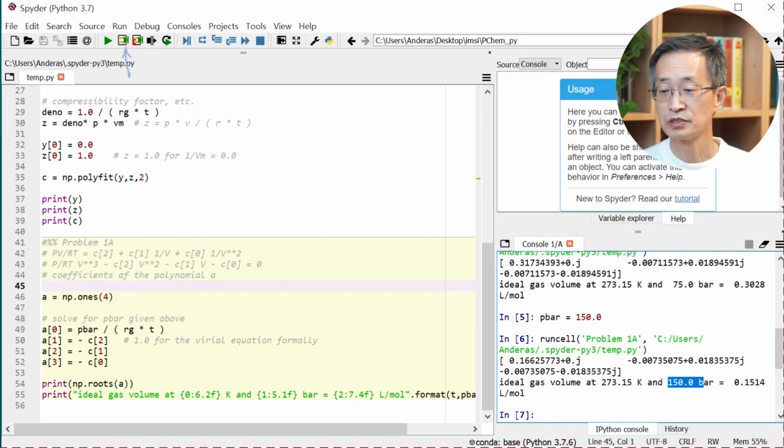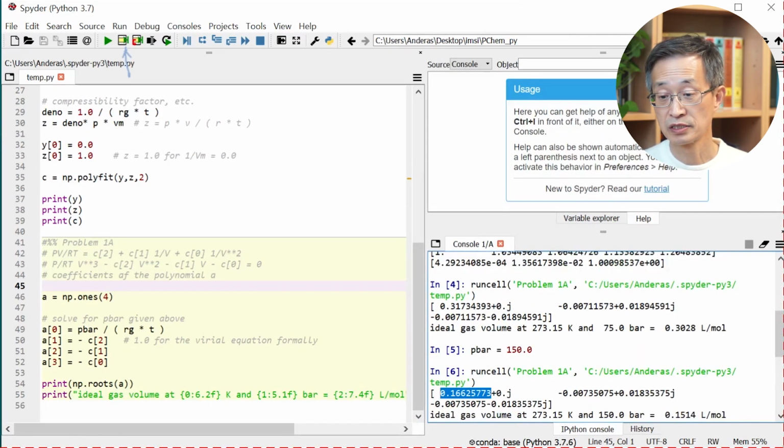Ideal gas value is 0.1514 liter per mole. And here also you have 2 complex roots and then 1 real root which is positive, so that is 0.16625, which is this value. Okay, less compressed than ideal gas. I think previously also less compressed than ideal gas.